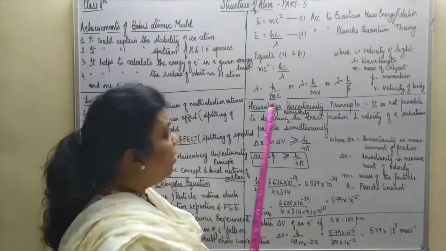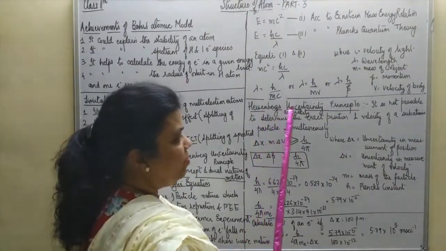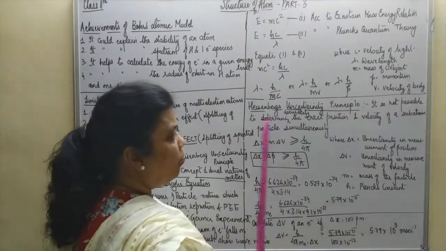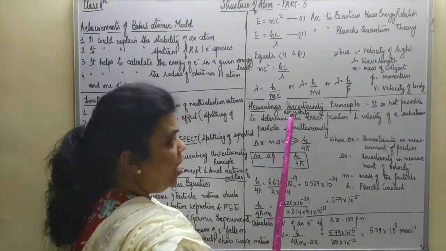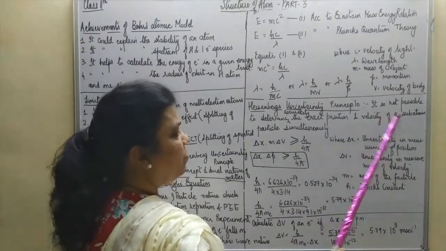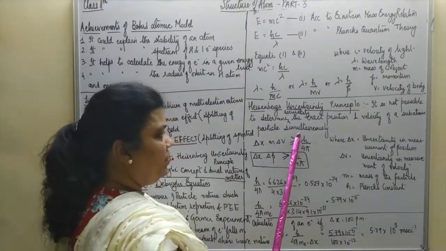Next, we proceed towards the Heisenberg uncertainty principle, which states that it is not possible for us to determine accurately the exact position and velocity of a subatomic particle simultaneously.